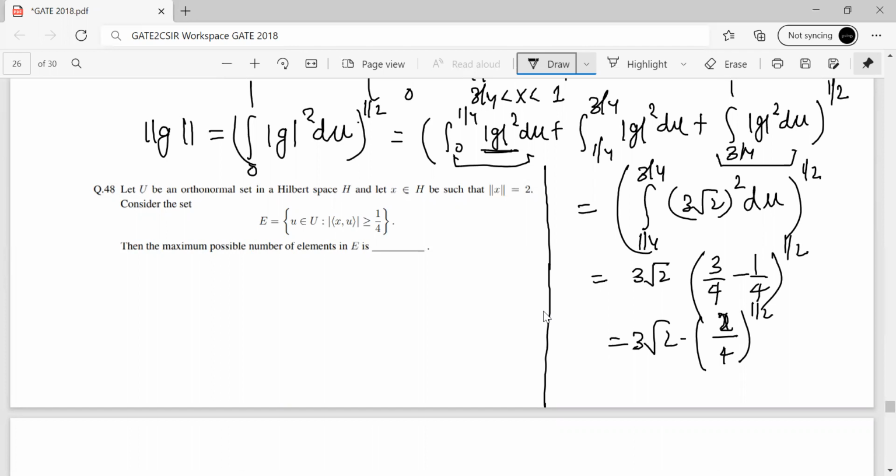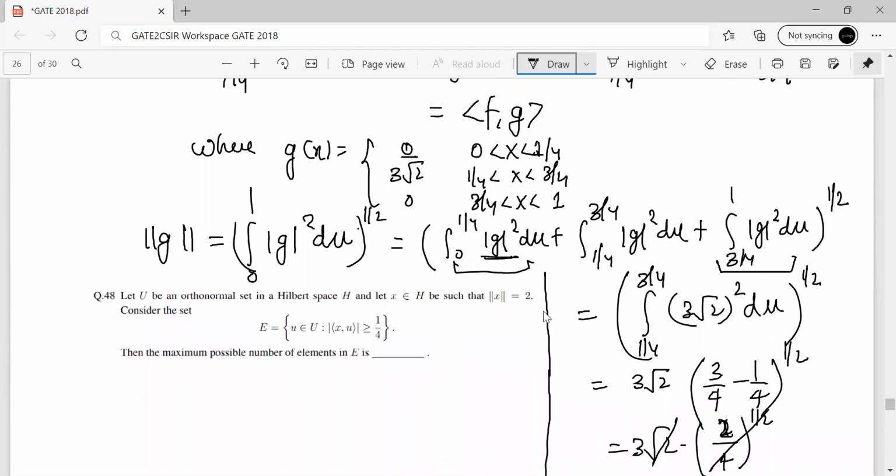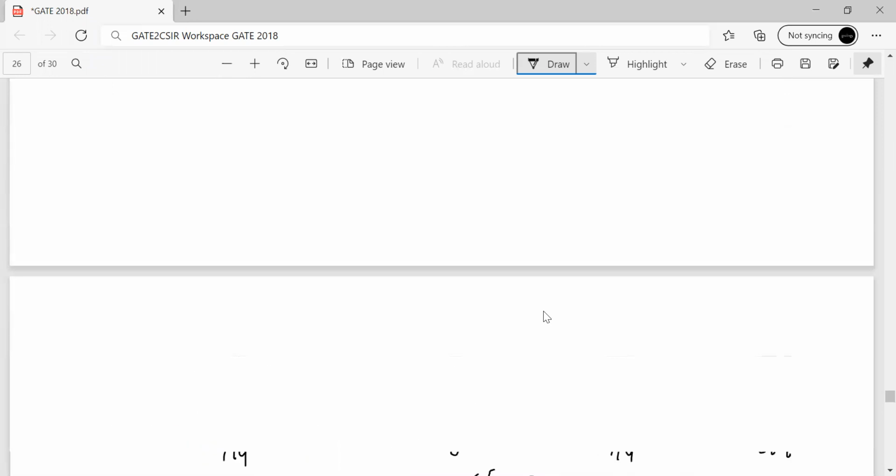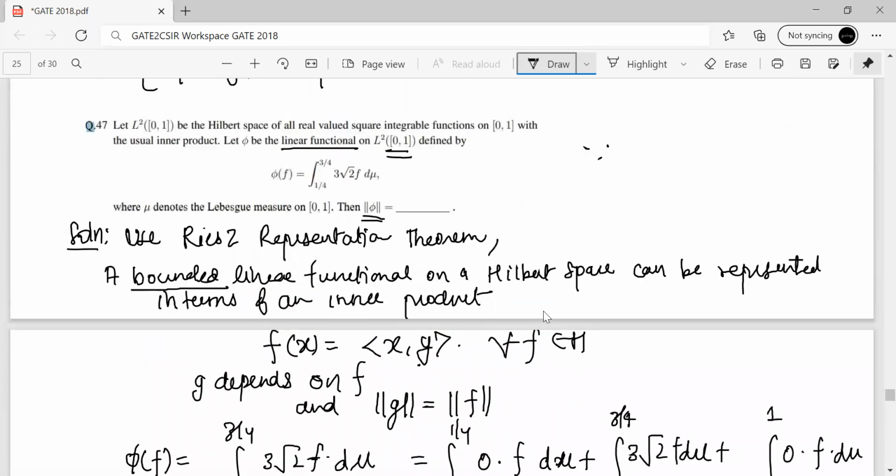No, sorry. 3 minus 1, 2 by 4 power half. So 2 by 4 is nothing but half power half. So root 2 and root 2 get cancelled, you get 3. Okay, so I'll write it down. Since norm of g is 3, so by reason, norm of phi is also 3. So the answer is 3.